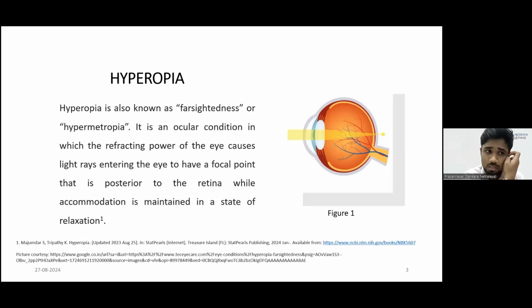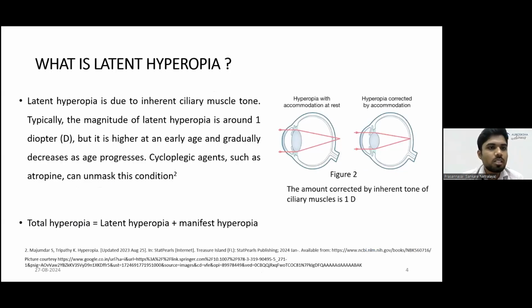So hyperopia, everyone knows it's farsightedness, in which the light rays fall behind the retina when the ocular accommodation is completely in a state of relaxation. So what is latent hyperopia? If a person wants to see a near object clearly, he accommodates. That is, the ciliary muscle constricts, the ligaments relax, and the lens bulges. This process is known as accommodation.